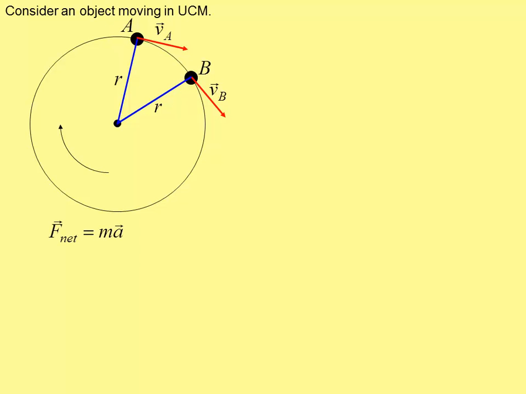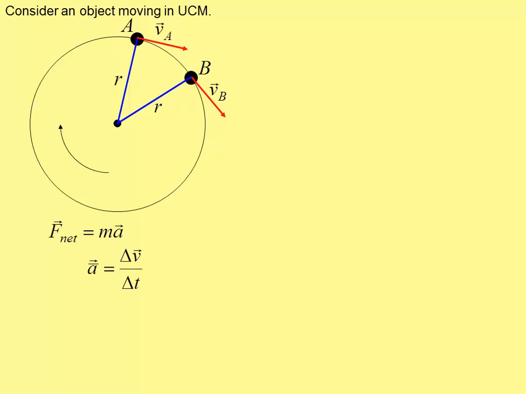Now, we know that this object is accelerating, as we discussed earlier, and therefore that Newton's second law should apply. And Newton's second law says net force equals mass times acceleration. And you'll notice that we already have two of our variables, force and mass. So really what we need to focus on now is how can we prove what the acceleration of this object is as it moves in uniform circular motion.